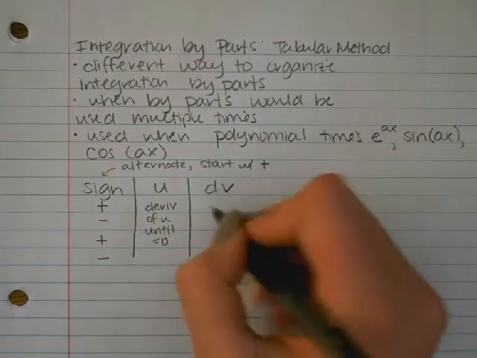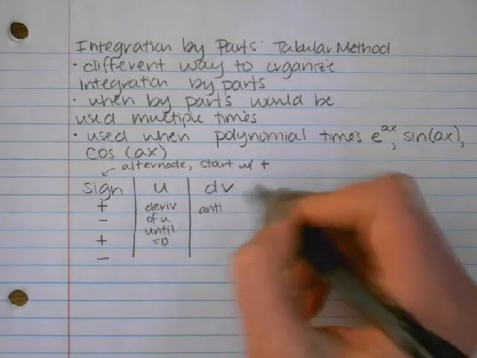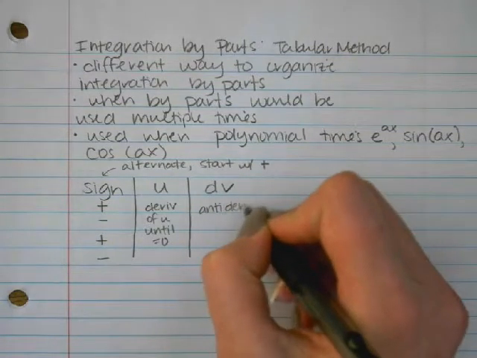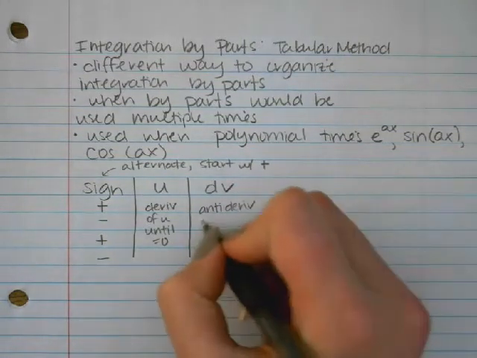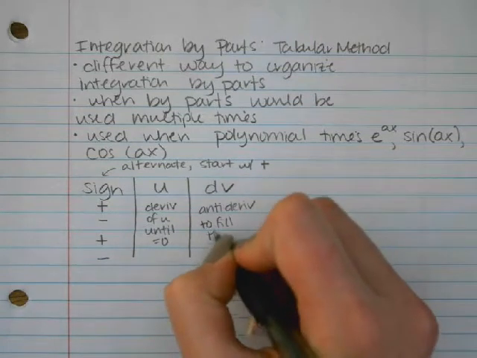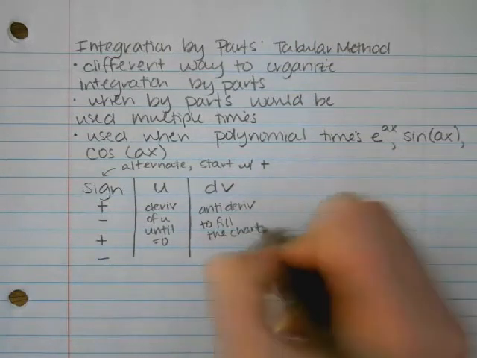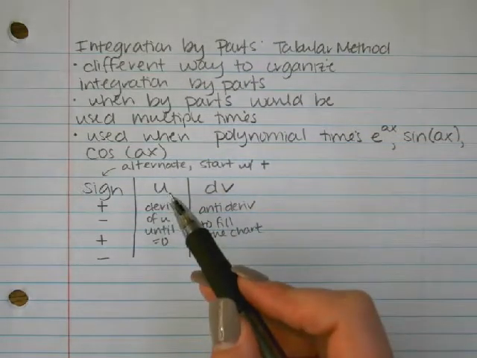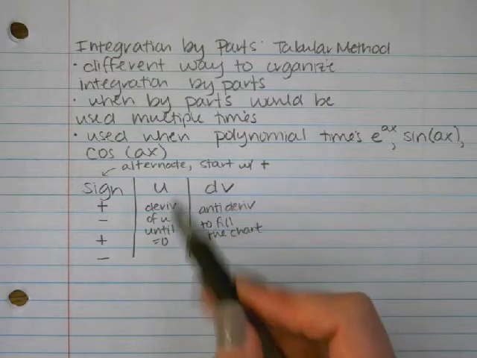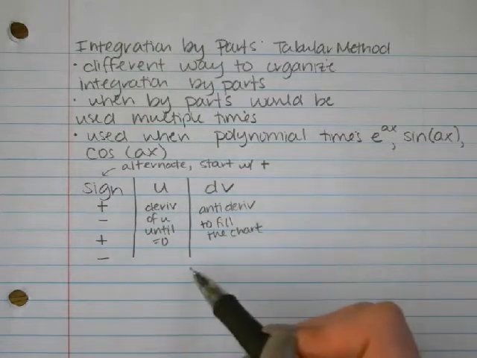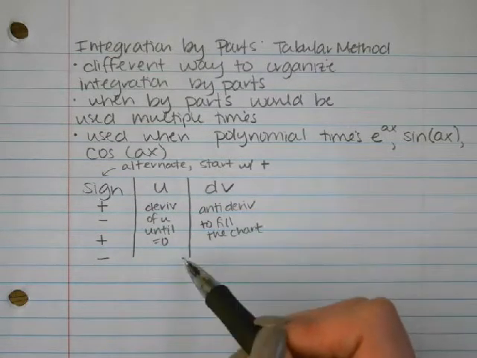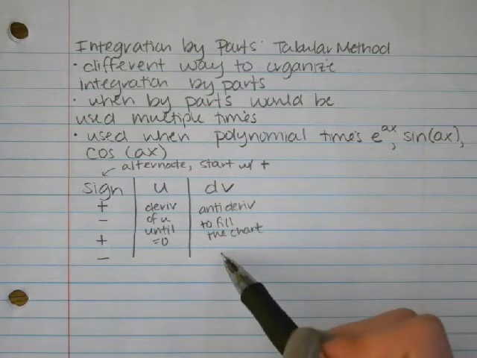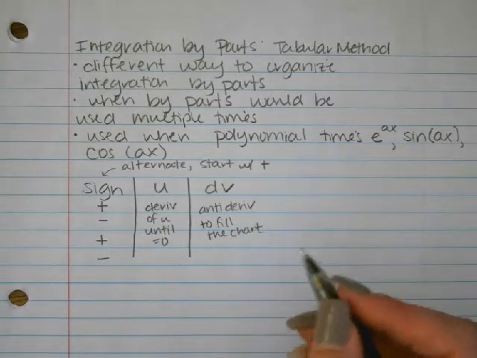With dv, you take the antiderivative, right? Because with dv, we're going from dv to v. You're going to take the antiderivative to fill the chart. So the length of the chart is determined by that middle column. You fill out the middle column first, you do the derivatives until you hit 0, and that tells you how big your chart needs to be. And then you can alternate your signs, and then you can do your antiderivatives until you fill up the rest of them. Okay? All right.